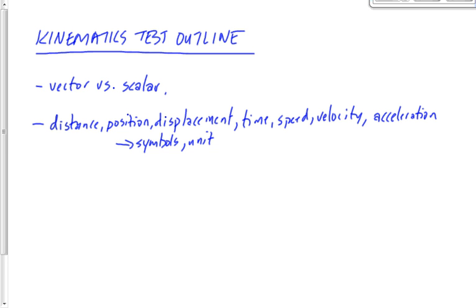You also have to know whether each of these are vectors or scalars, right? But again, if you're not sure, if you don't remember, then go to your data sheet. As long as you know what the symbol for these different quantities are, then you should be able to go back to your data sheet and determine whether it's a vector or scalar based on whether it has that half arrow over top of it or not.